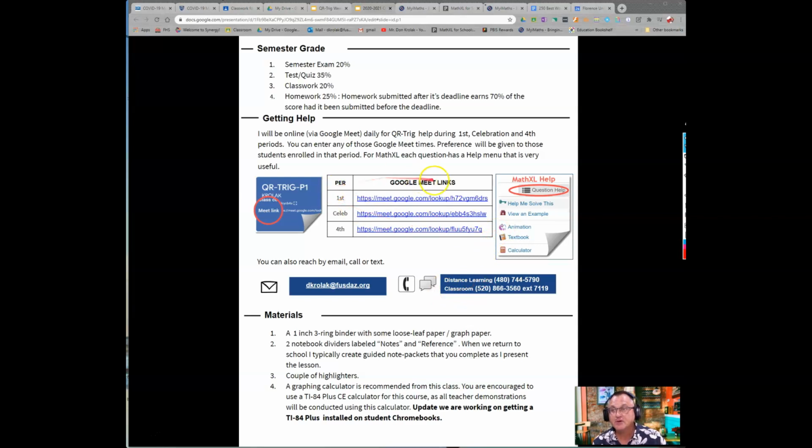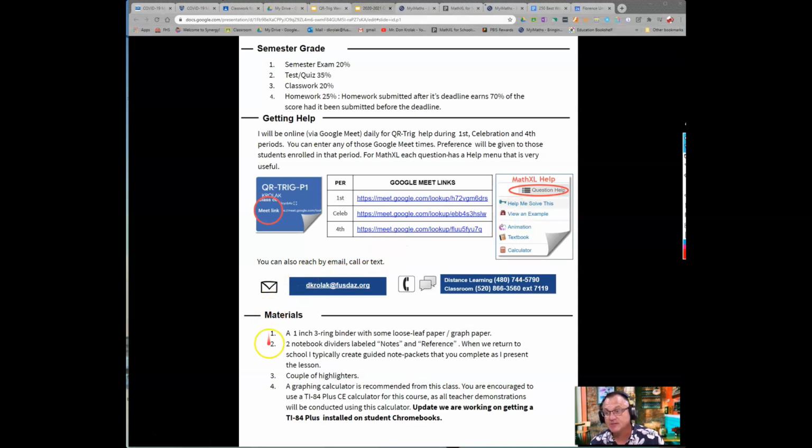All right. Also, if you're not familiar with Math Excel, if you're doing an assignment in Math Excel, in the upper right-hand corner of each question is a help menu. And that has several different types of help that you can get to help you understand a question a little bit further if that is the case.